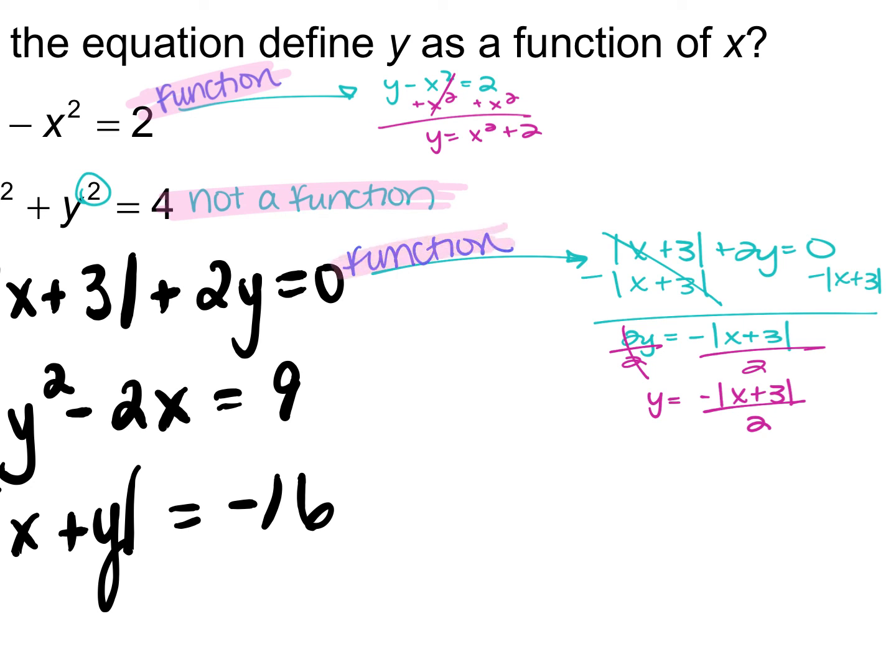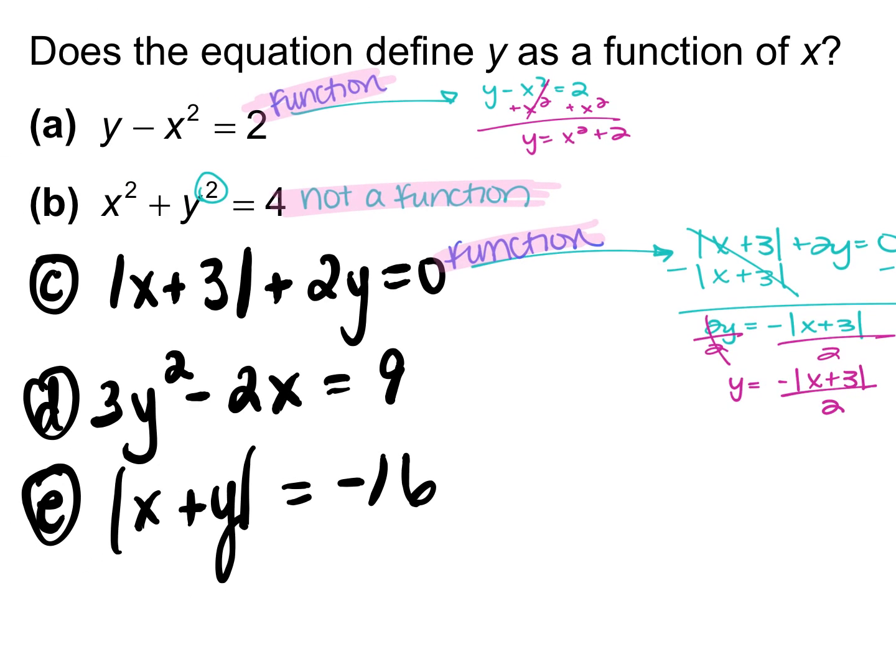For example D, you have 3y squared minus 2x is equal to 9. This y is raised to the second power. That power is even. You cannot have a y that's raised to an even power and have a function. So this one is not a function. If it's y to the third, that's fine. Y to the fifth, that's fine. But anything like y squared, y to the fourth power, y to the sixth power, it would not be a function.